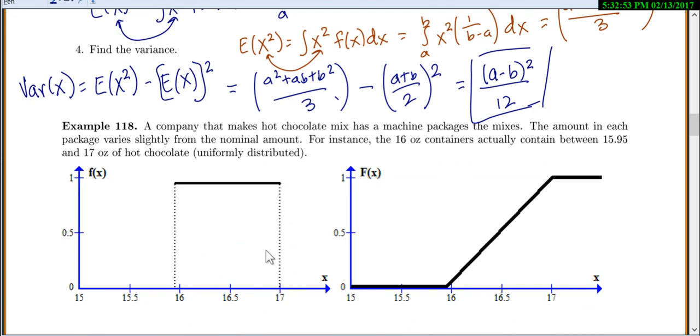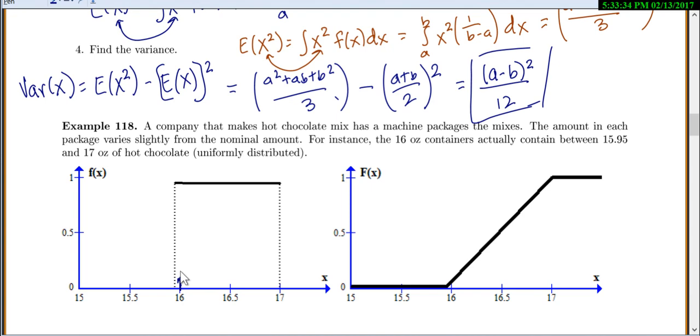And then to start our next example, we have a company that makes a hot chocolate mix, and they have a machine that packages their mixes. It's supposed to be a 16-ounce container, but they're not always exactly 16 ounces. And this one happens to vary between 15.95 and 17 ounces of hot chocolate. And it's uniformly distributed, which means that each weight in between that 15.95 and 17 has an equal chance of being chosen. You'll notice that it's supposed to be 16 ounces right here, so they don't go very far beneath it. Why would that be? Because people will complain if you don't give them as much as they want. They don't really complain if you give them more, but you need to make sure you have at least 16 ounces.